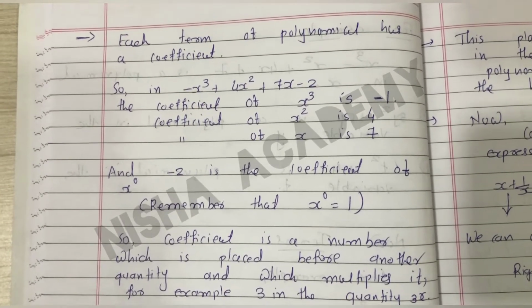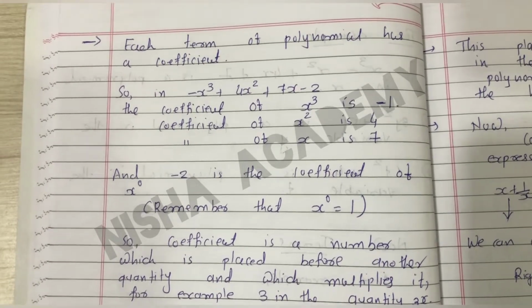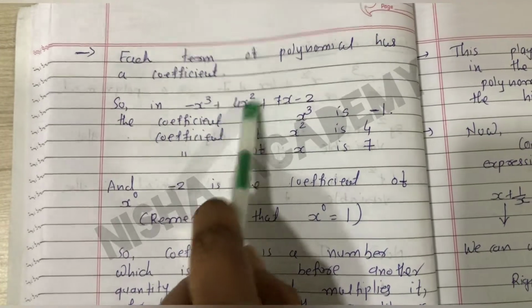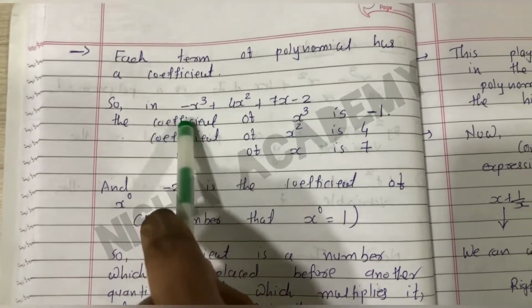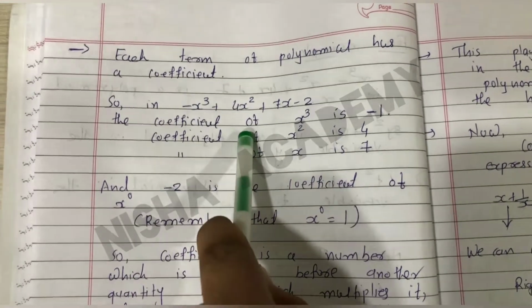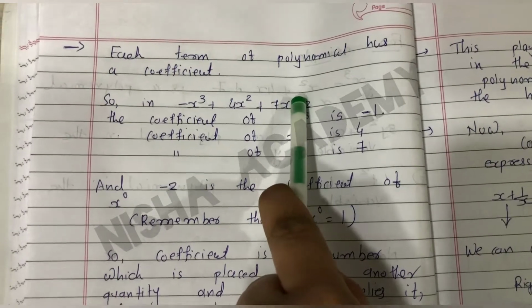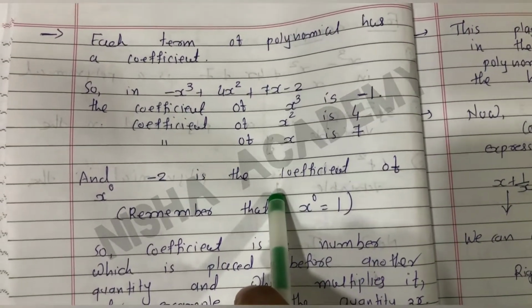In the last video, we studied up to terms. So what is a term? Just recall it. If we are given the polynomial minus x cube plus 4x square plus 7x minus 2, what are the terms of this polynomial? Minus x cube is one term, 4x square is one term, 7x is one term, and minus 2 is one term, right? Now today we are going to study coefficients.